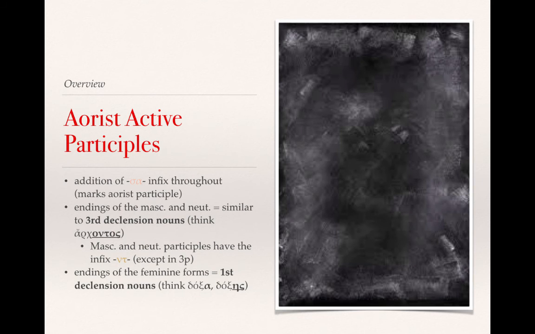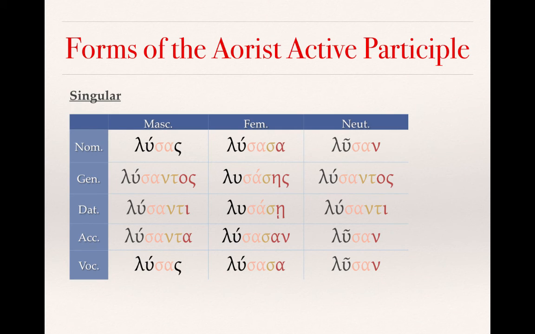And the endings of the feminine forms are similar to first declension nouns like doxa, doxes. And the aorist active participles do not have the augment because it's not in the indicative mood. Here are the forms of the aorist active participles. You can see I've highlighted the different component parts that you need to be paying attention to.